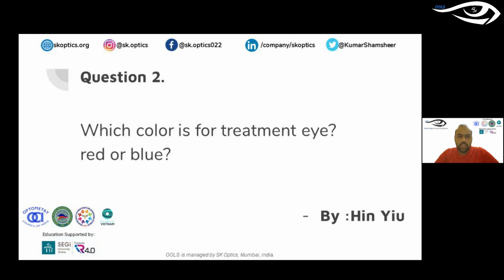The other question is, which color of the filter is normally given for the treatment eye or for the amblyopic eye, if I may rephrase that?